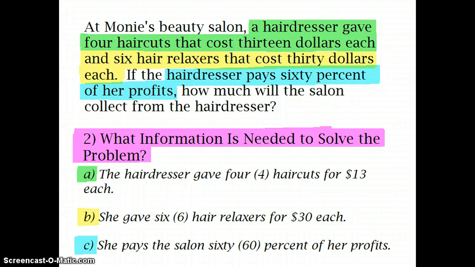What information do I need to solve the problem? I need to know A, that the hairdresser gave 4 haircuts for $13 each, B, that she gave 6 hair relaxers for $30 each, and also C, that she pays the salon 60% of her profits.